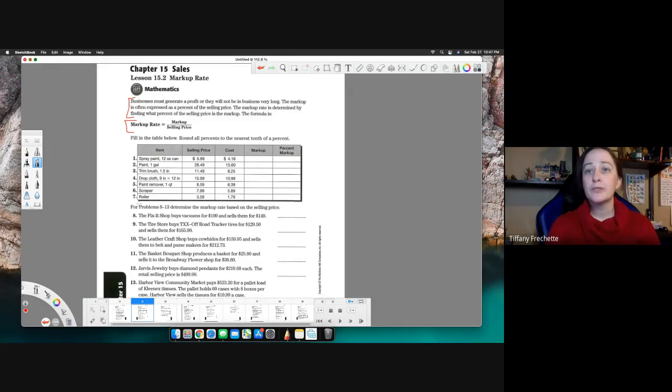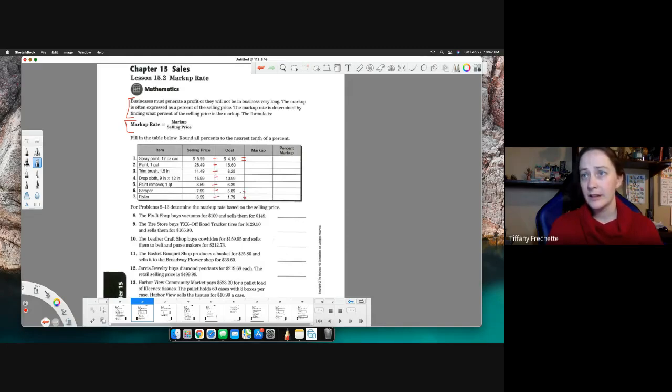So with 1 through 7, we're given this table, and it says fill in the table below, round all percents to the nearest tenth of a percent. So it doesn't want you to go super far out on the percentages. We want to go through the table, and it gives us an item. It tells us spray paint, 12-ounce can. The selling price is $5.99. The cost is $4.16. So we need to know the markup. First we need to subtract, and that'll tell us the markup. How much are they marking it up for us to buy? And we're going to do that for each one of these.